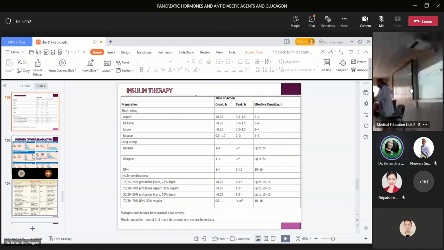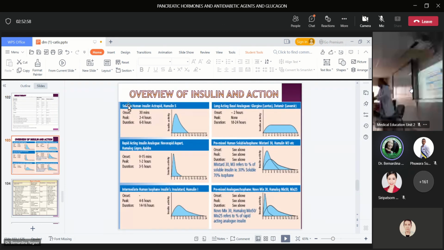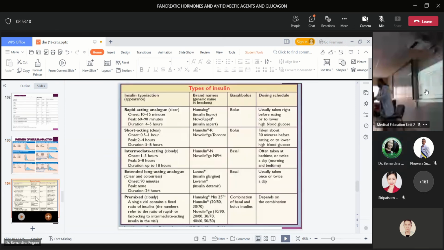Okay, so these are now your overview of your insulin and action. You have here your soluble human insulin or Actrapid, Humulin R, versus your long-acting basal analogs. You have Glargine, Lantus, and Detemir. Okay, so types of insulin, you have here rapid acting, short acting, intermediate acting, extended long acting, analog, and premix.